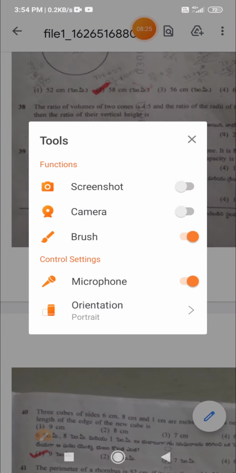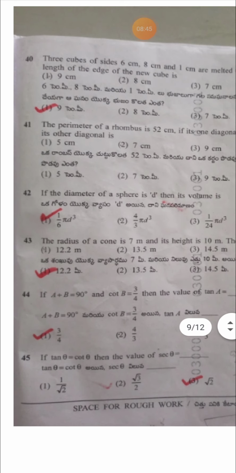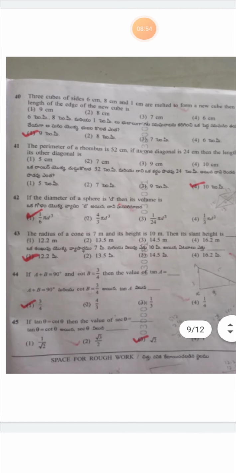Next question. 39th is 704 meter cube is the answer, and 40th, three cubes of 681 are melted, then the answer will be 729, the cube root will be 9. 41st, the answer will be 10 centimeter. The rhombus perimeter is 52 centimeter, diagonal is 24, then the other diagonal will come as 5 plus 5, 10.